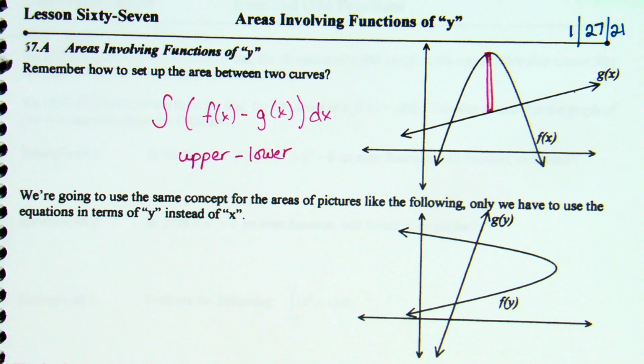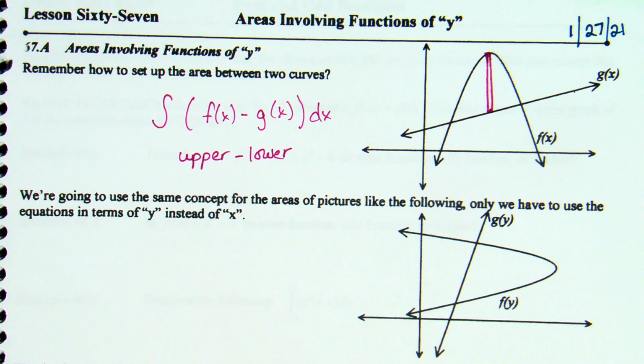Now look at the second picture. How do you do upper minus lower here? So the difference here is, notice it says we're going to use the same concept for the areas of pictures like the following, only we have to use the equation in terms of y instead of x.